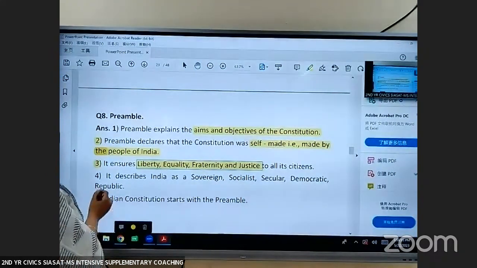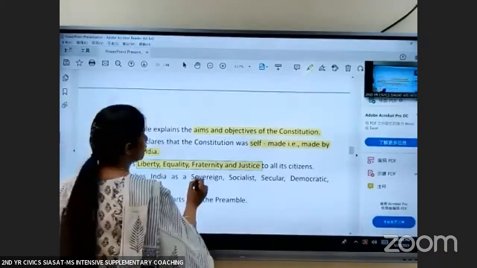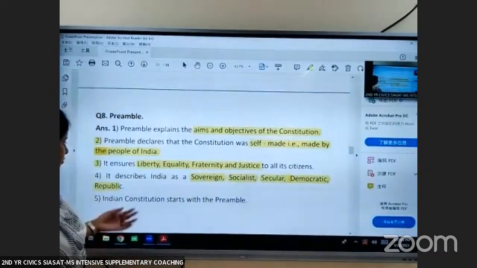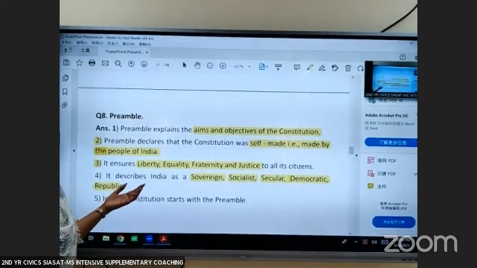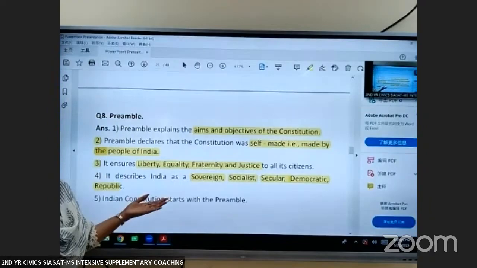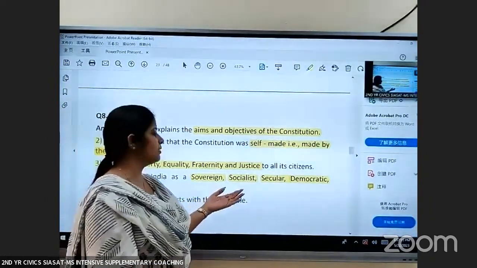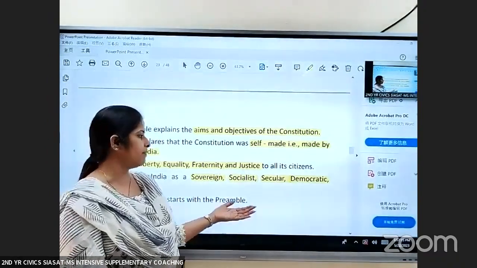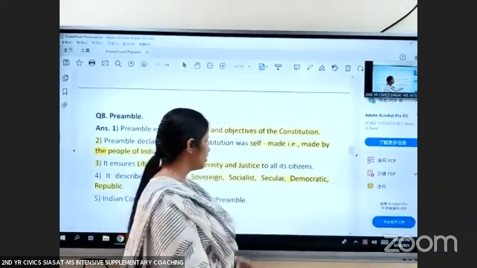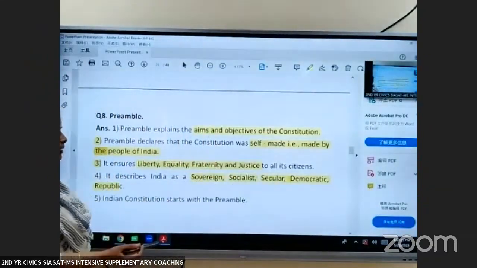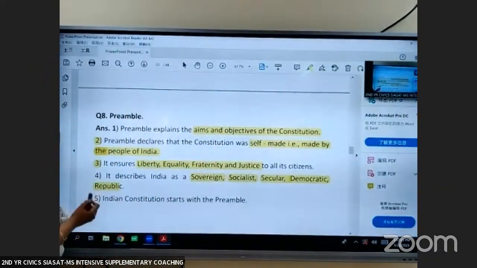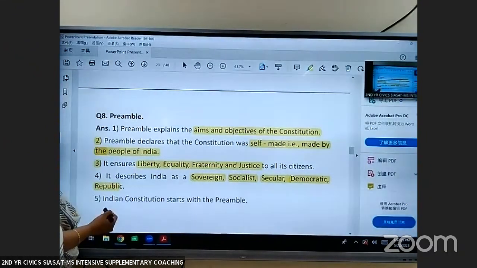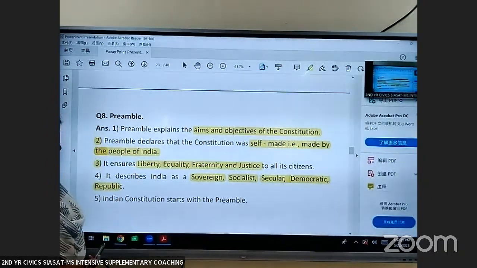It also describes India as a sovereign, socialist, secular, democratic, and republic. This is what I explained before also. Sovereign means India is an independent state. Socialist means the government of India works for the welfare of the people. Secular, we don't have any official religion. Democratic, the people of India elect the government. And republic, the head of the state is elected. We don't follow hereditary system there.